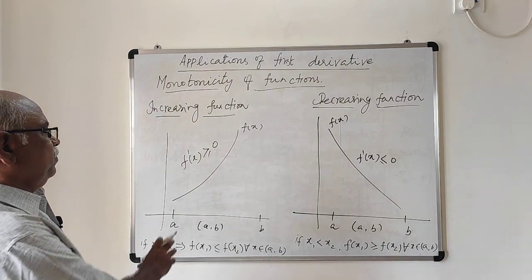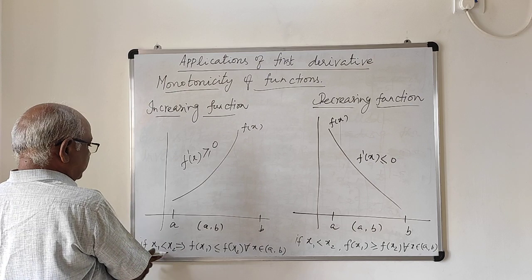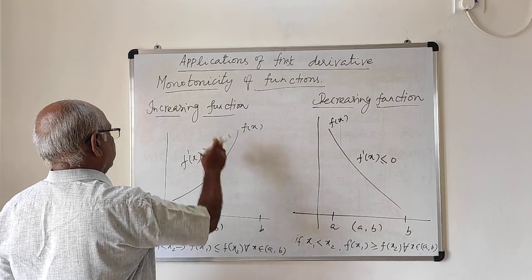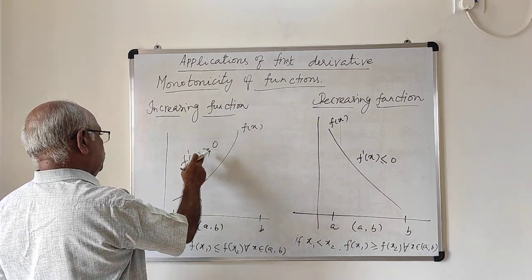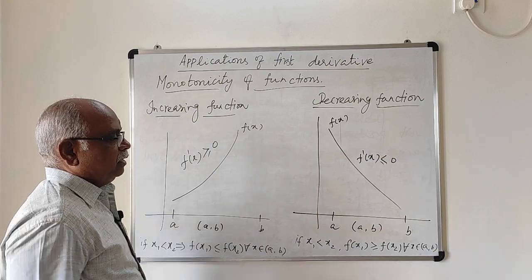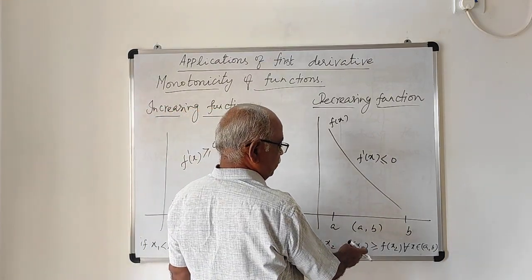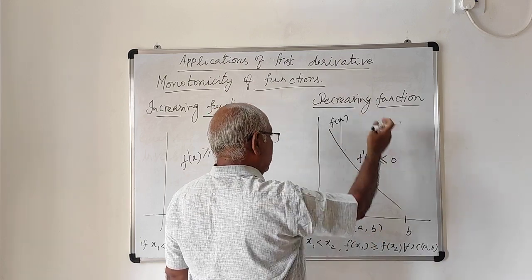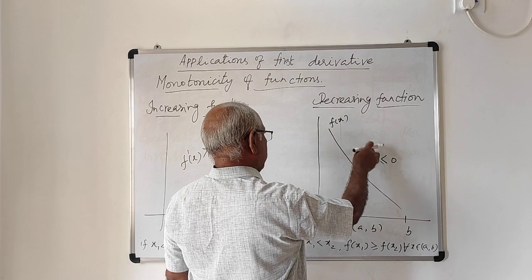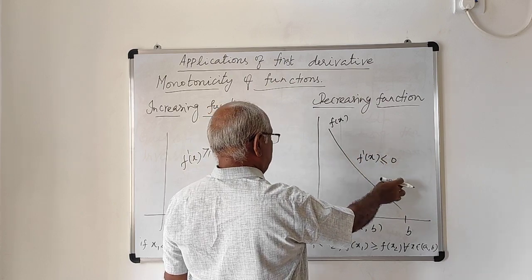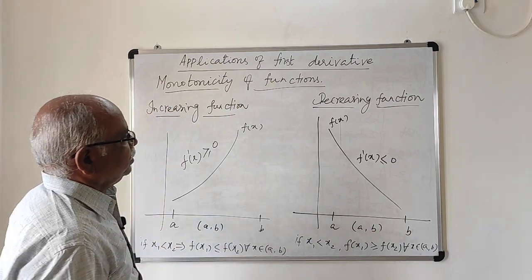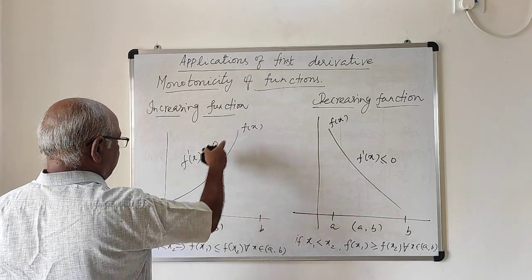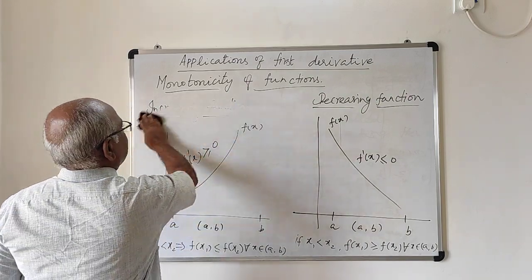So, this is the definition: if you find 2 points in the interval a comma b, x1 less than x2, and f of x1 less than or equal to f of x2, then the function is said to be increasing. Otherwise, the first derivative should be always positive for all x in the interval a comma b. In this case, if x1 less than x2 and f of x1 is greater than or equal to f of x2 in the interval a comma b, then the function is said to be decreasing. Or using first derivative, f dash of x should be less than or equal to 0 for all x in the interval a comma b, then the function is said to be decreasing. Okay? This is a diagram showing increasing or decreasing.